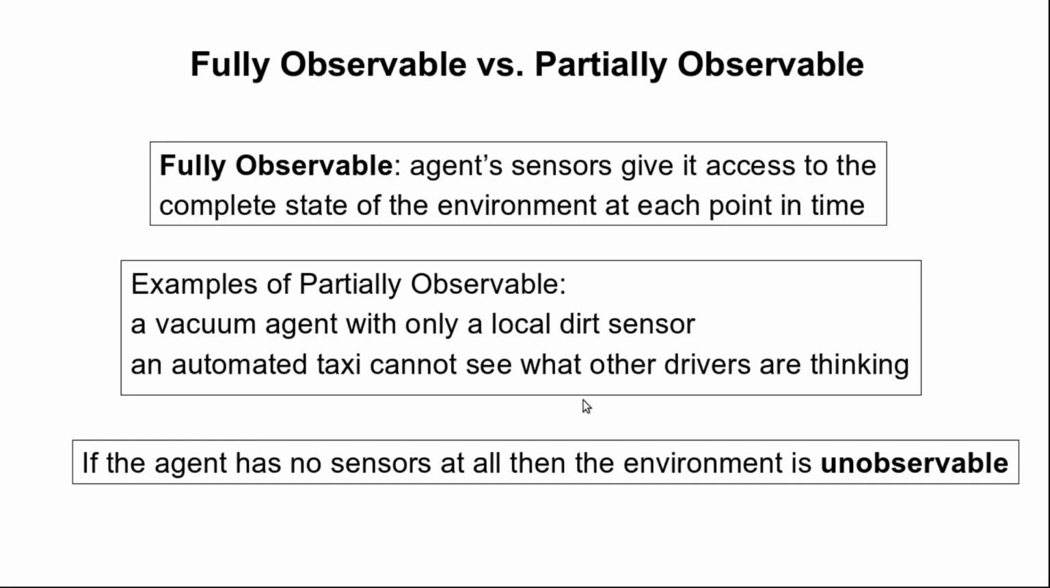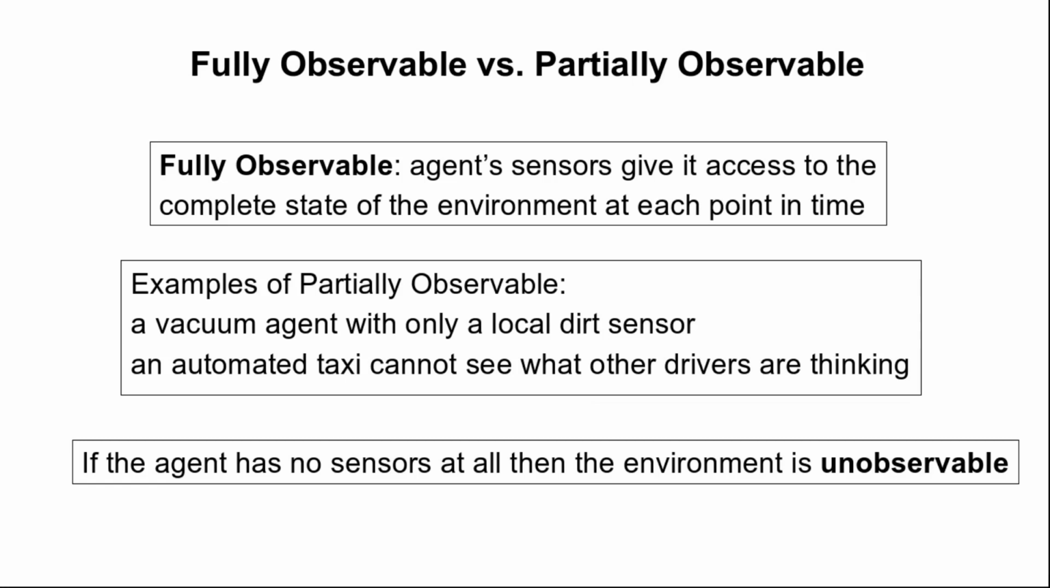Now what are the different categories? The first one is whether the environment is fully observable or partially observable. What we mean by fully observable is if the sensors of the agent give access to the complete state of the environment at each point of time, then we call that environment fully observable. Otherwise, it's partially observable.